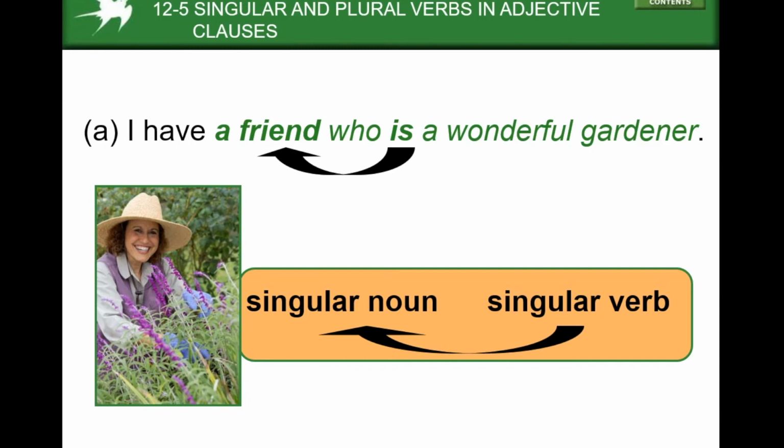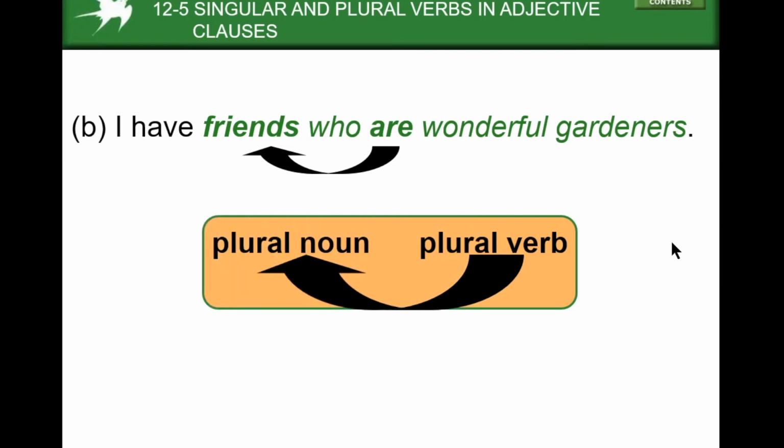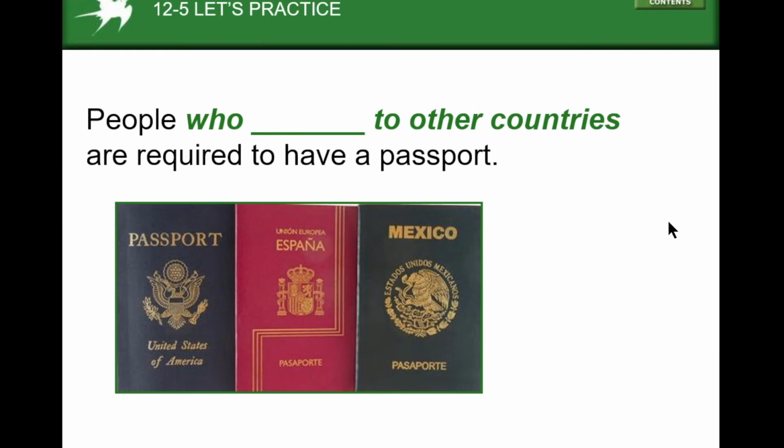However, in this case, I have friends who are wonderful gardeners. The verb in the adjective clause, are, is plural because who is used to describe a plural noun, friends. Now, let's give it a try.